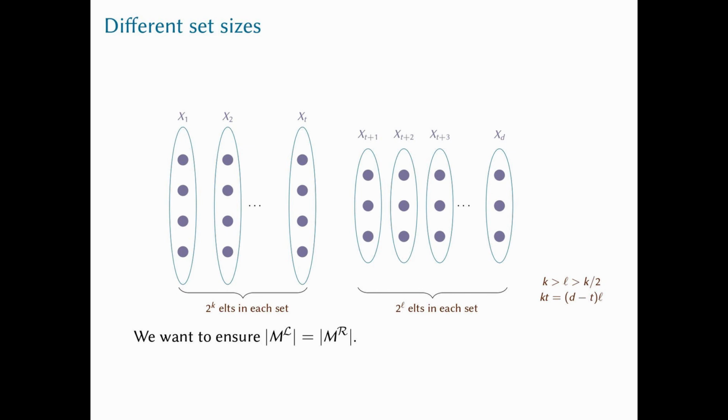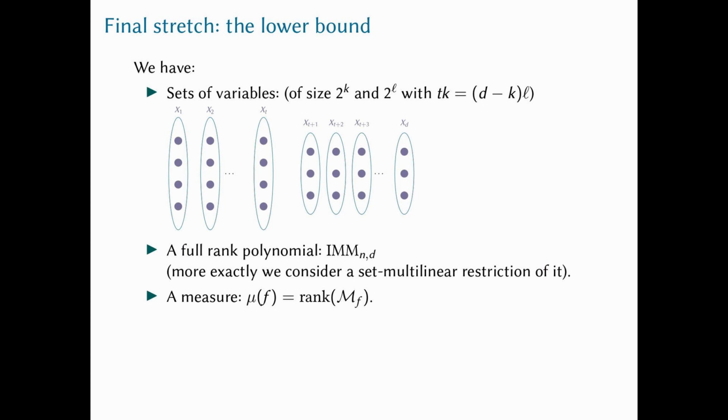So that implies what? For the number of submultilinear monomials from here, we have to take one variable from here, one variable from here, and so on. So we have 2 to the k choices, t times. So we have 2 to the kt, and here we have 2 to the l(d minus t). So to get equality, we just need to choose kt equals (d minus t)l. So finally, now we have all we need to get our result.